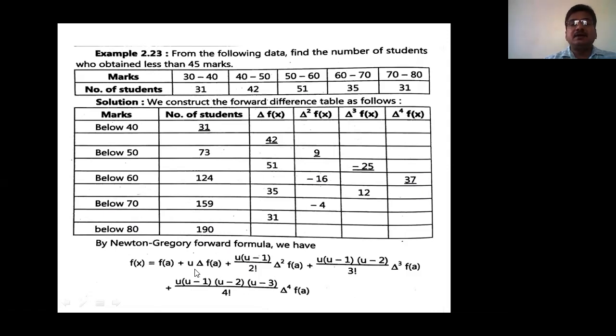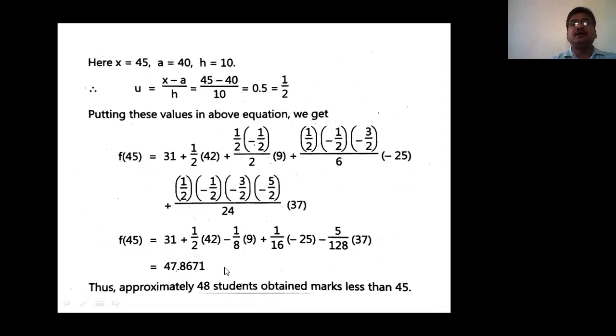And then what is u? What is f of a? What is x? X is 45. A is what? 31. And h is what? H is 10. So find u. That u is what? X minus a divided by h. X is 45, a is 40, h is 10. Then find the value of u by using the formula x minus first point divided by common difference, and it is 0.5 or 1/2.